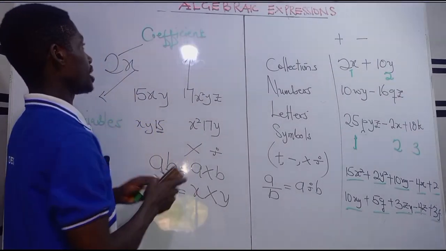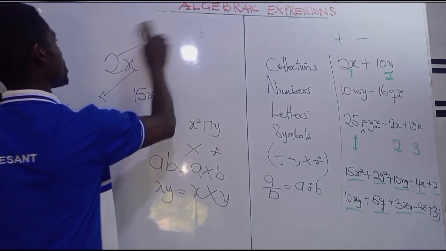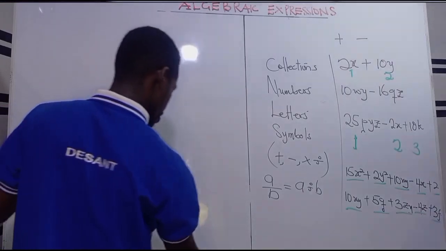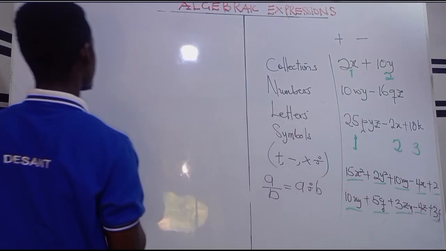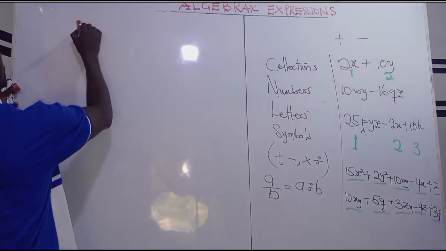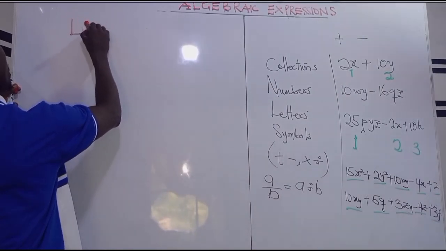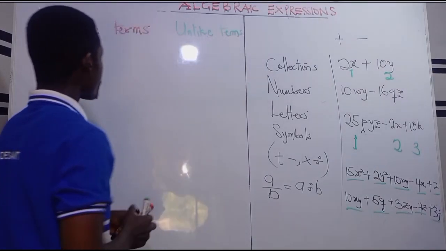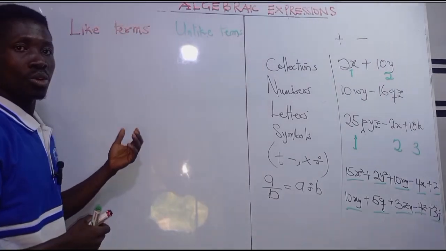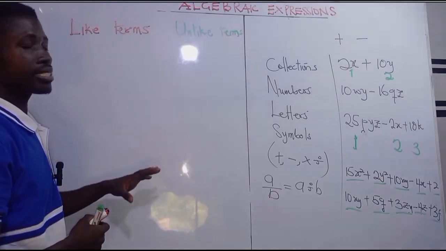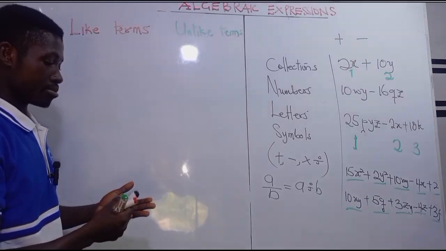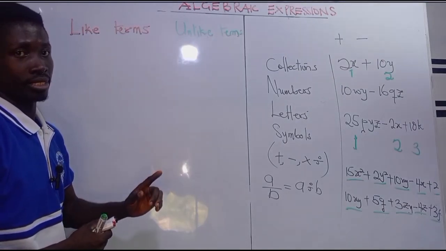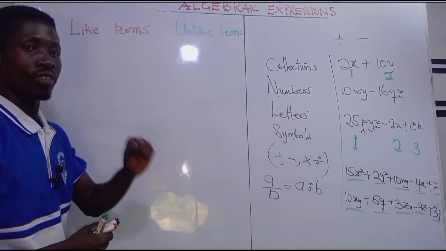Now that you understand some basic concepts on algebraic expression, let's look at what we call like terms and unlike terms. Now, like terms. What is it? Like terms in algebraic expressions are terms that have the same variable factors. They have the same variable factors.